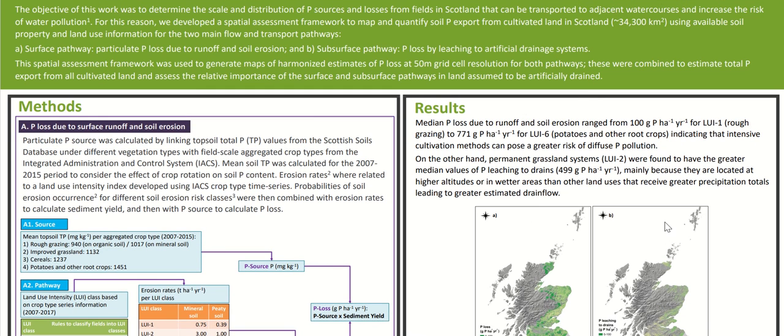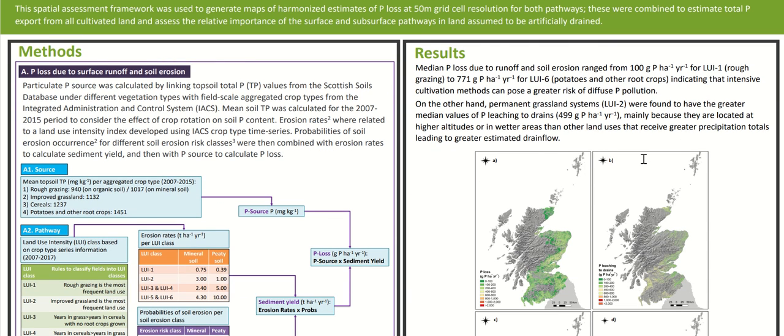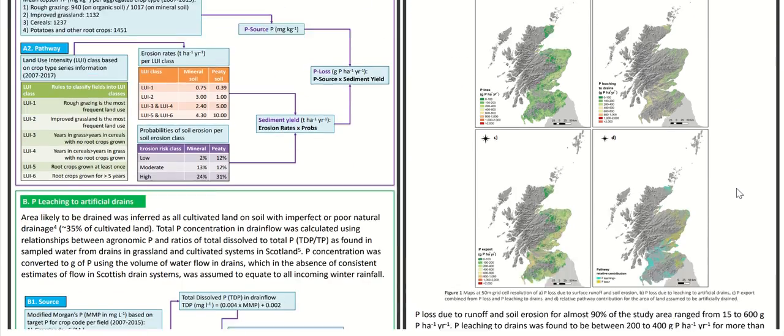We found that P loss for the surface runoff pathway was greater in areas that are being managed more intensively, as in land with root crops in rotation. On the other hand, permanent grassland systems had greater P loss to drains because they are located at higher altitudes or in wetter areas than other land uses, and they receive greater rainfall totals, leading to greater estimated drain flow.